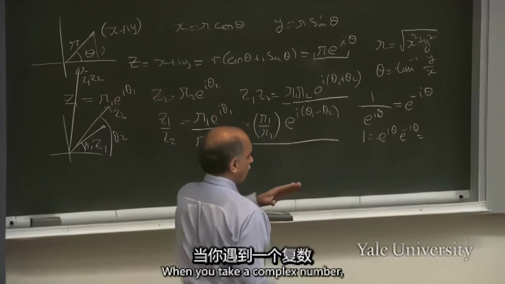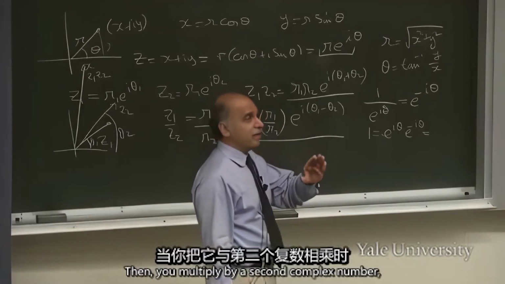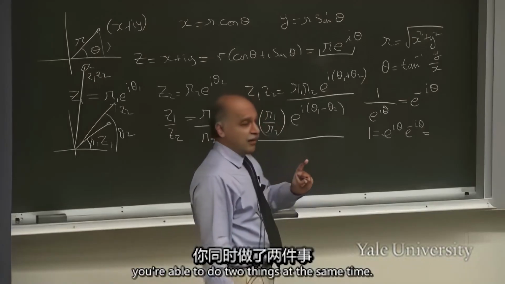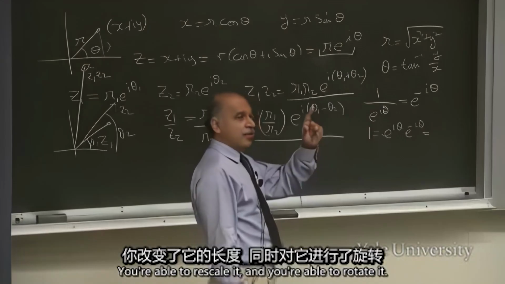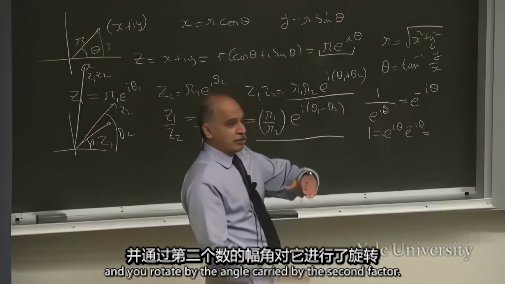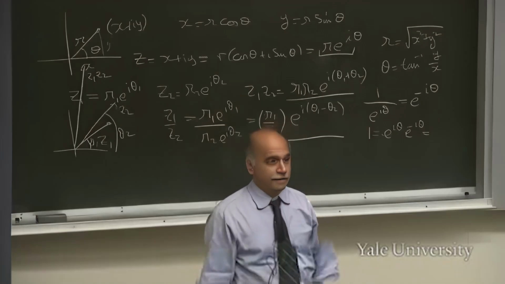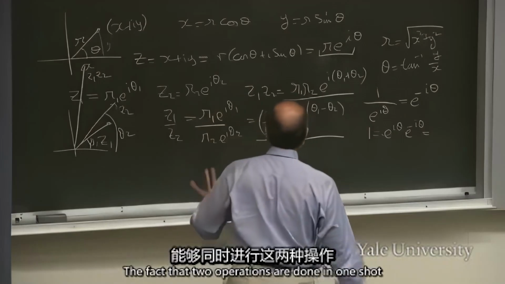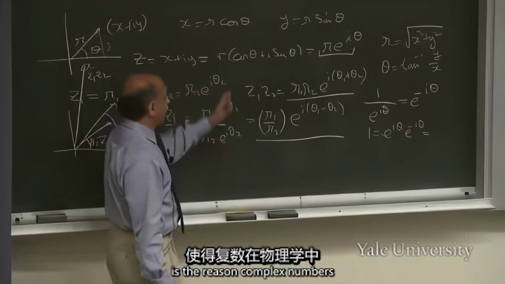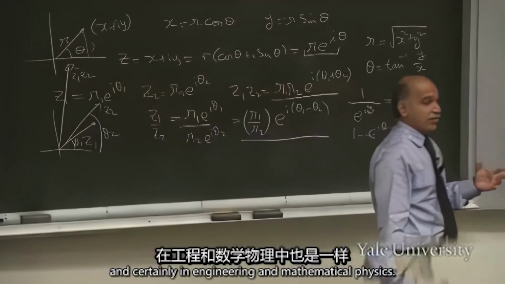When you take a complex number, it's got a length and it's got a direction. When you multiply it by a second complex number, you are able to do two things at the same time. You're able to rescale it, and you're able to rotate it. You rescale by the length of the second factor, and you rotate by the angle carried by the second factor. The fact that two operations are done in one shot is the reason complex numbers play an incredibly important role in physics, and certainly in engineering and mathematical physics.